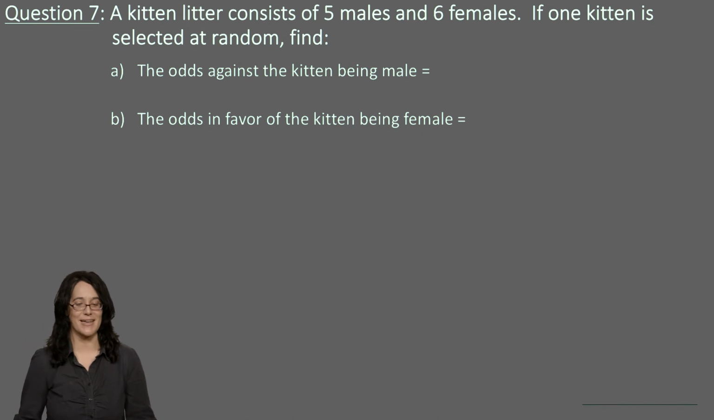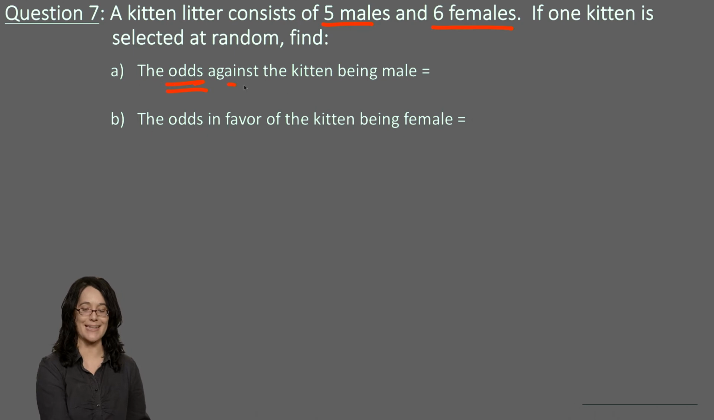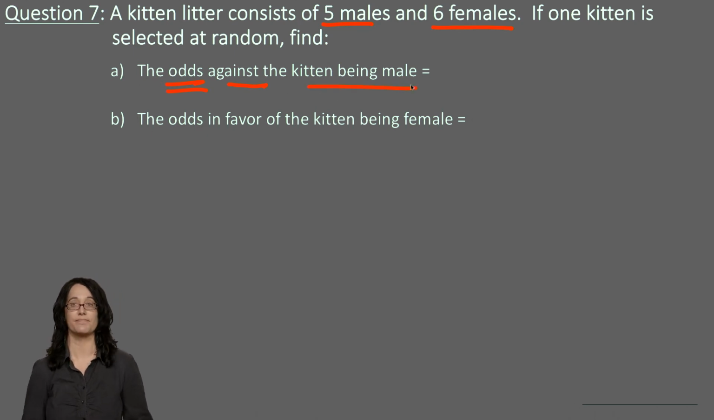In question 7, it says, a kitten litter consists of 5 males and 6 females. If one kitten is selected at random, find the odds against the kitten being male. Odds against the kitten being male. Okay, so remember probability and odds. We talked about this at the very beginning of the chapter, okay?